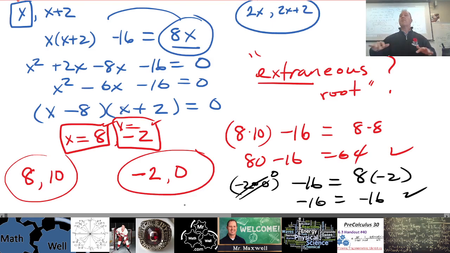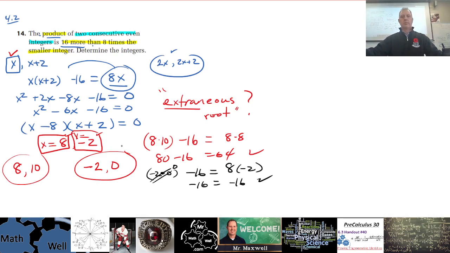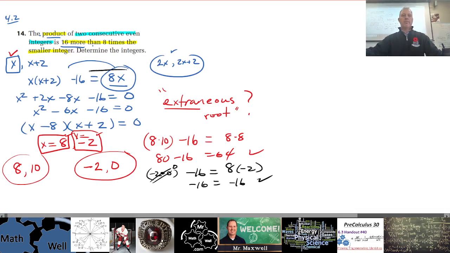Now I did that pretty fast because hopefully you didn't need me to go slow. But any questions on that? Because I think those should be your answers there: 8 and 10 and negative 2 and 0. They fit all of the context of the question, both those pairs. Question? Where are you getting the 8 times 10 from? From the original equation. Well, these are my two integers, 8 and 10. That's the first grouping, so I put 8 and 10 in here. Oh, yeah, okay. That makes sense.